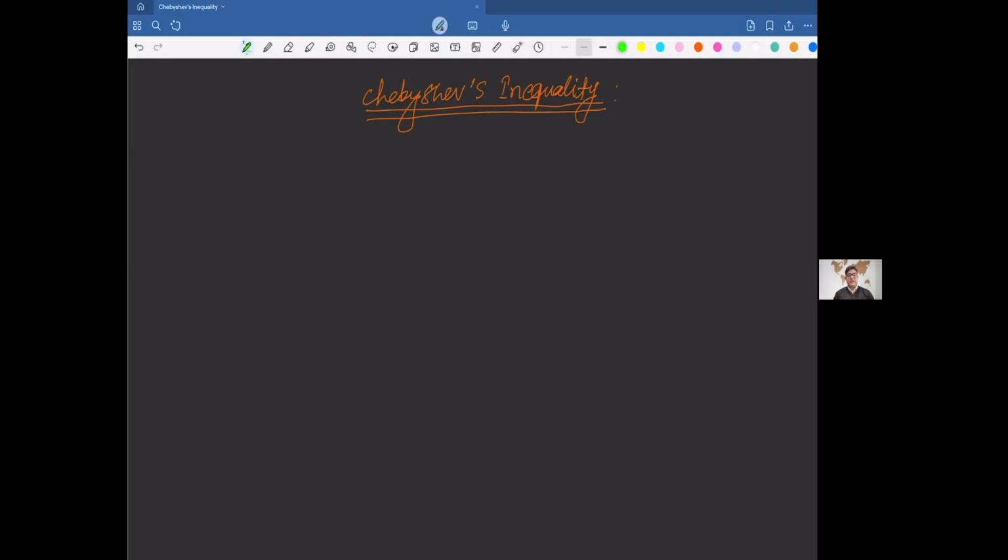Today we will discuss a very interesting concept in probability called Chebyshev's inequality. But before we start Chebyshev's inequality, let us understand the problem that we are trying to solve.